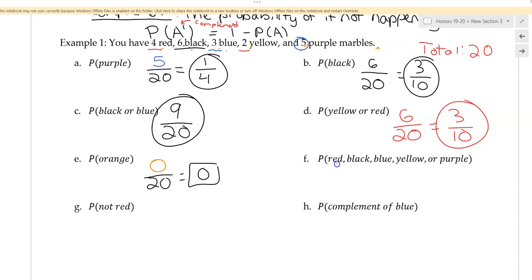Probability of reaching in and pulling out a red, a black, a blue, a yellow, or a purple. Well, I'm definitely going to do that. If I can pull out any of those colors, 20 of my marbles fit in those colors out of 20. There's my certain. I am certain to pull out at least one of those colors because that's all I have in my bag of marbles.